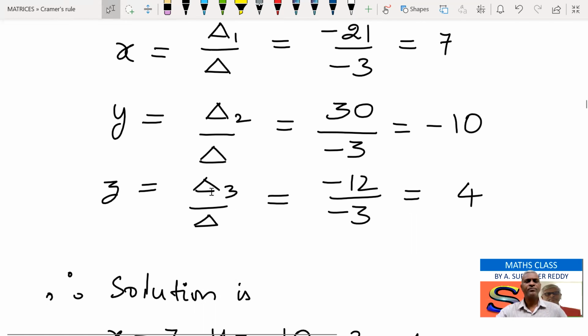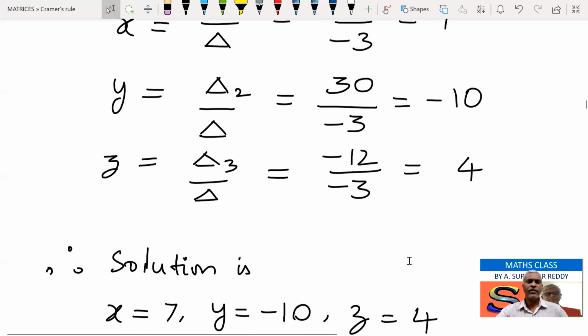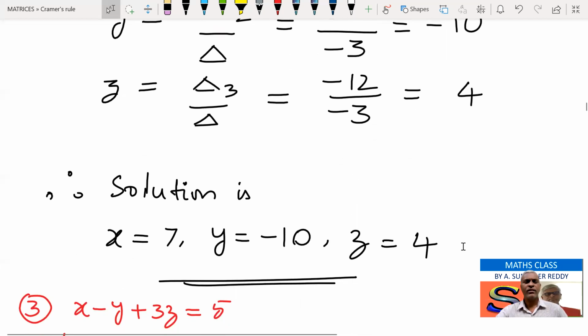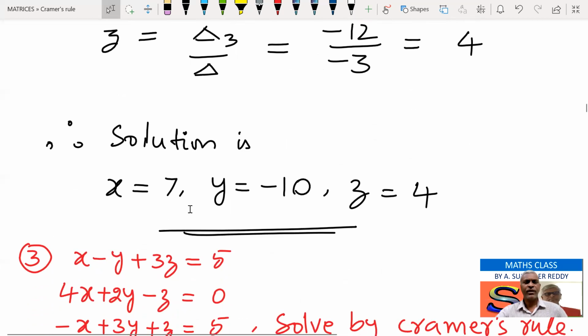And z value is delta 3 by delta, minus 12 by minus 3, delta 3 value minus 12, minus minus will get cancelled, 3 4s are 12. So 7, minus 10, 4 is the solution. x value 7, y minus 10, z 4.